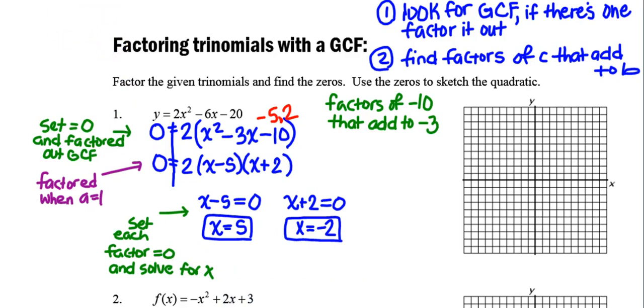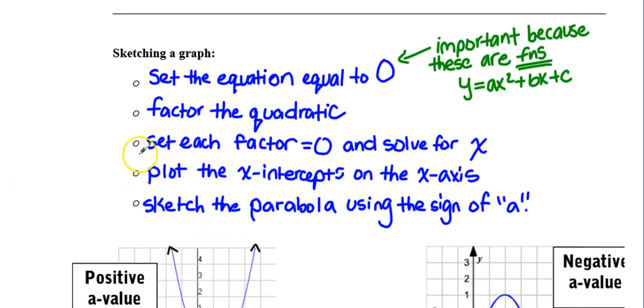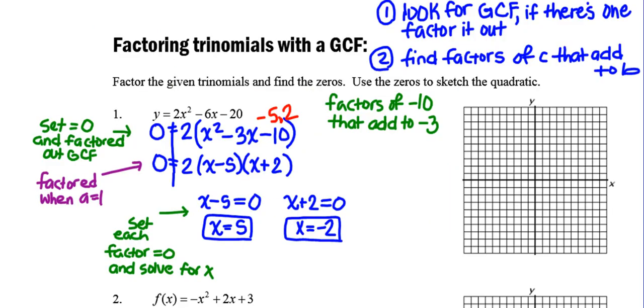What comes after? So we found x. Let's go look at our notes. We accomplished this, solved for x. Now plot the x-intercepts on the x-axis and sketch using the sign of a. So let's go see what that's going to look like. x equals 5, so I go 1, 2, 3, 4, 5 on the x-axis, and x equals negative 2. I have successfully plotted my x-intercepts, and then we need to look at the sign of a to know if this is going to open up or down.